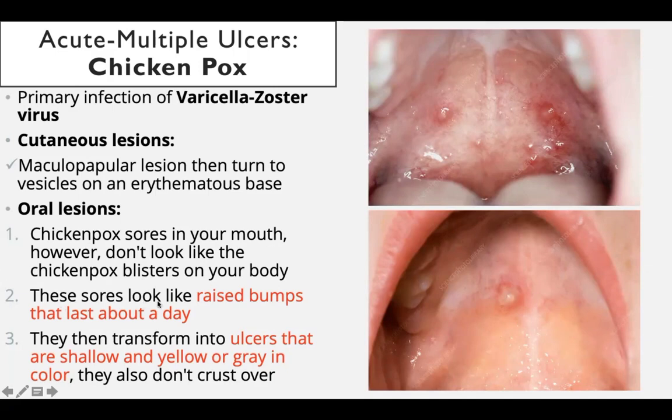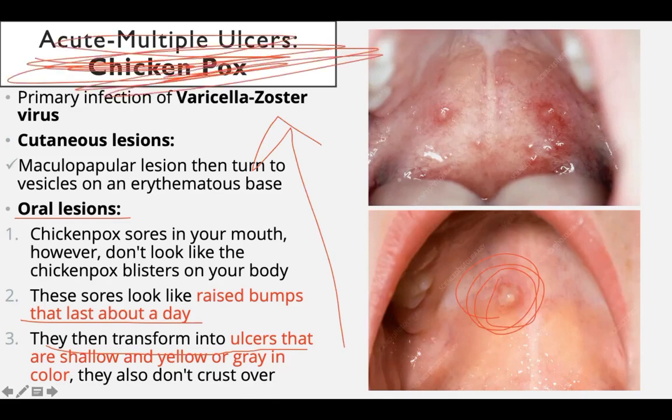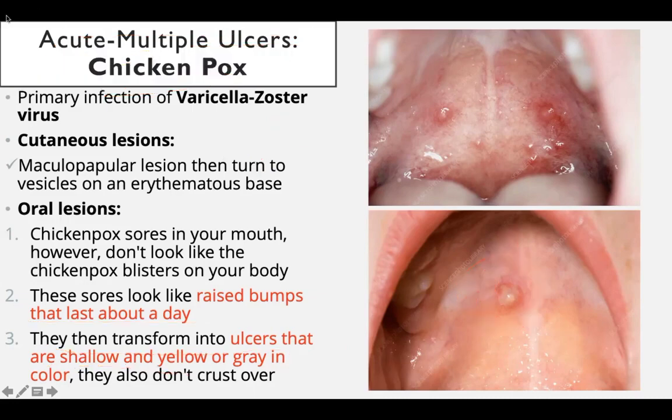These sores, which sores? Oral ones, because we are talking about oral lesions. These sores look like raised bumps, raised vesicles that last only 24 to 48 hours. Then they transform into ulcers, oral ulcers. We are talking about oral ulcers. That's why they transform into ulcers that are shallow, not deep, shallow and yellow. They are shallow and yellow. It rhymes.